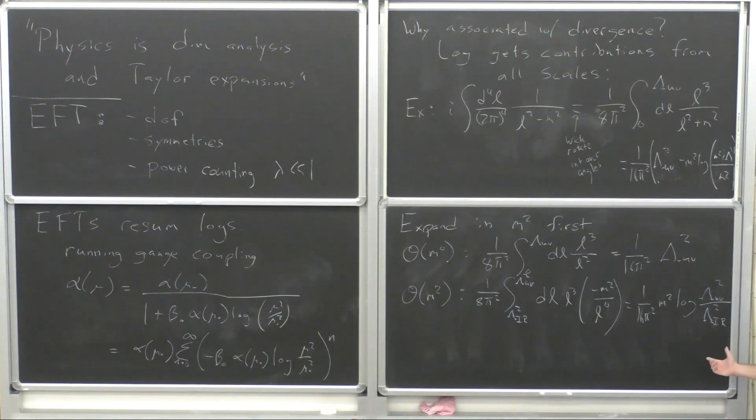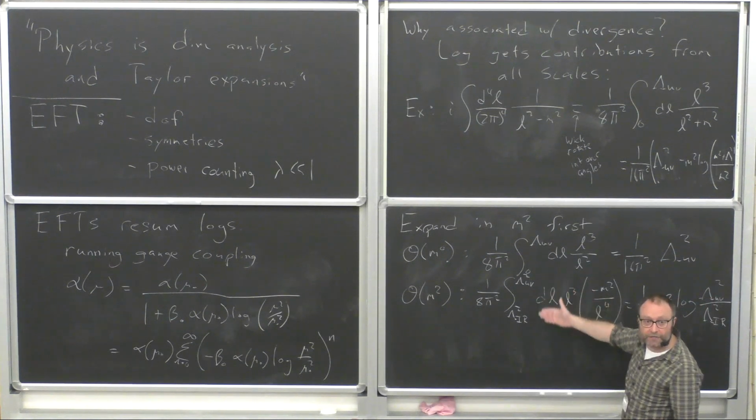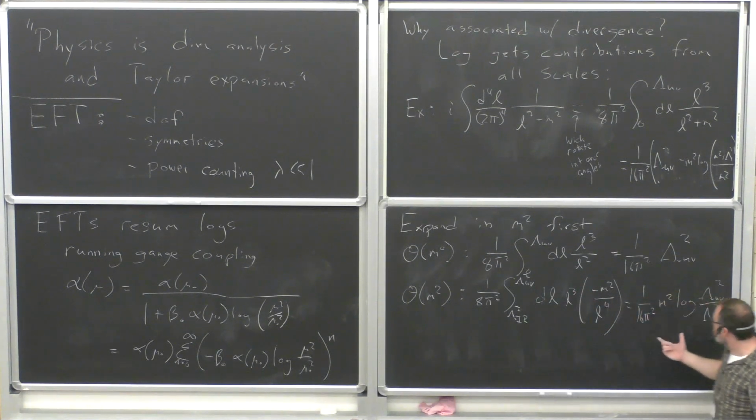And now look at what happens, okay? I get something that depends both on the UV scale and the IR scale, okay? So again, this is the idea that I'm getting contributions from the full range of integration. My final result cares about both the high scale and the low scale.